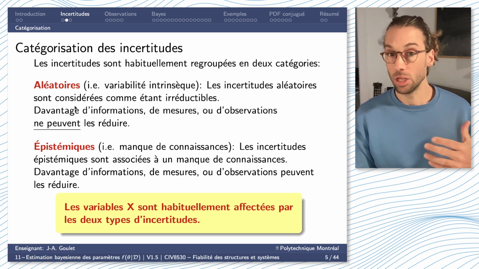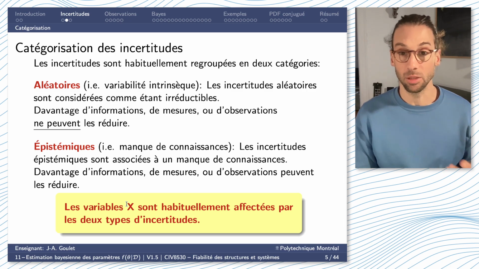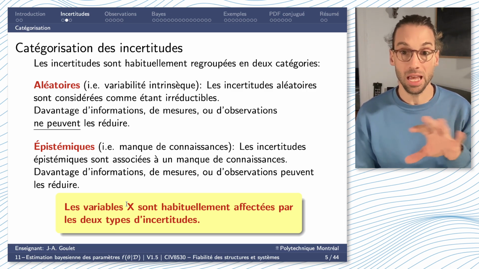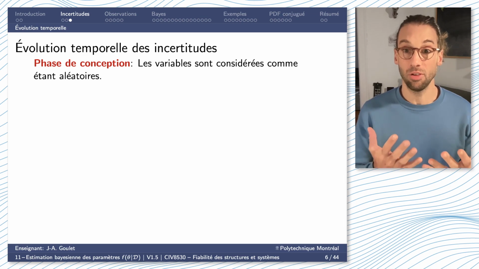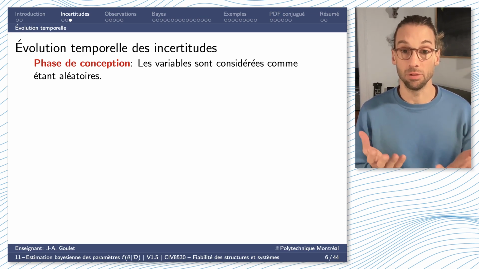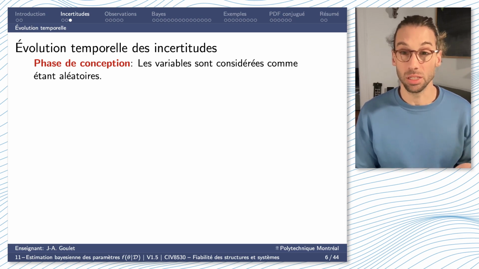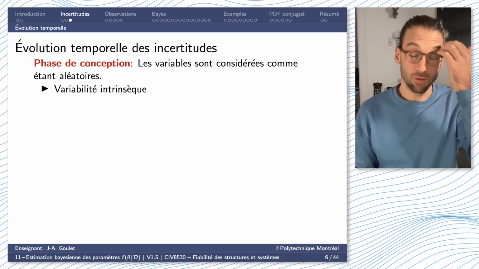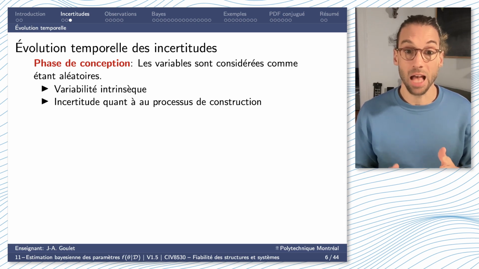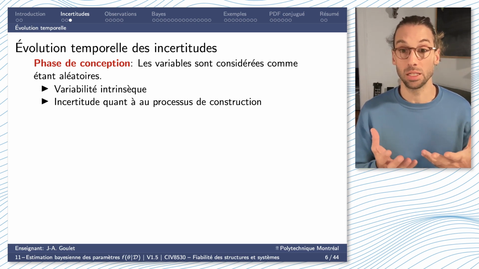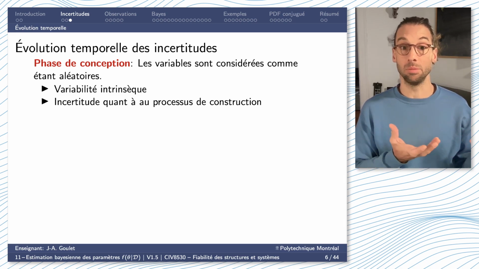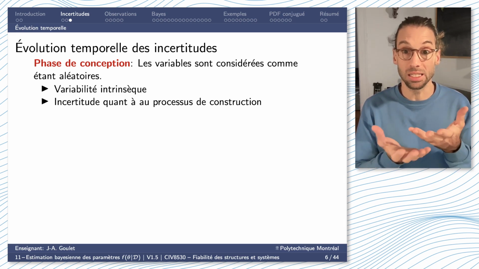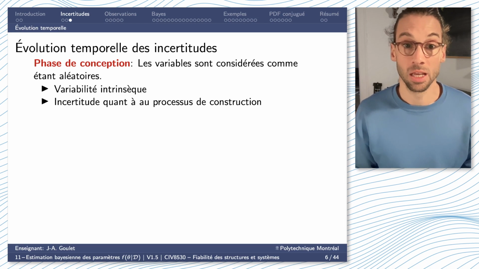The random variables x are typically affected by both types of uncertainties, but not necessarily in the same context. When we're in a design phase prior to building a given structure, we can say that all the uncertainties are considered aleatory. Why? Because we have sources such as intrinsic variability as well as uncertainty associated with the construction process. Since the structure is not built yet, we don't know exactly how it is going to be built. It's not made yet. The resistance has not been, if we can say, materialized.